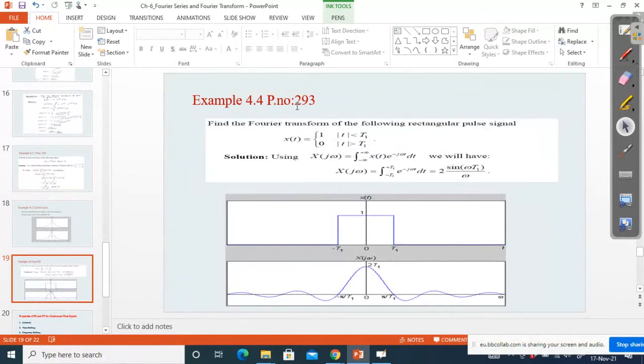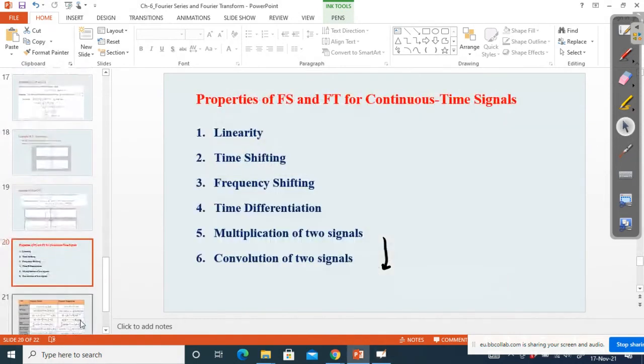And example number 4.4 shows a square signal. This is a square signal in the time domain, and this signal is the combination of these frequencies. This one cycle of the square signal is made up of these signals. Okay, so this is for the theoretical part, and in the next video we will see the properties of the Fourier series and Fourier transform.